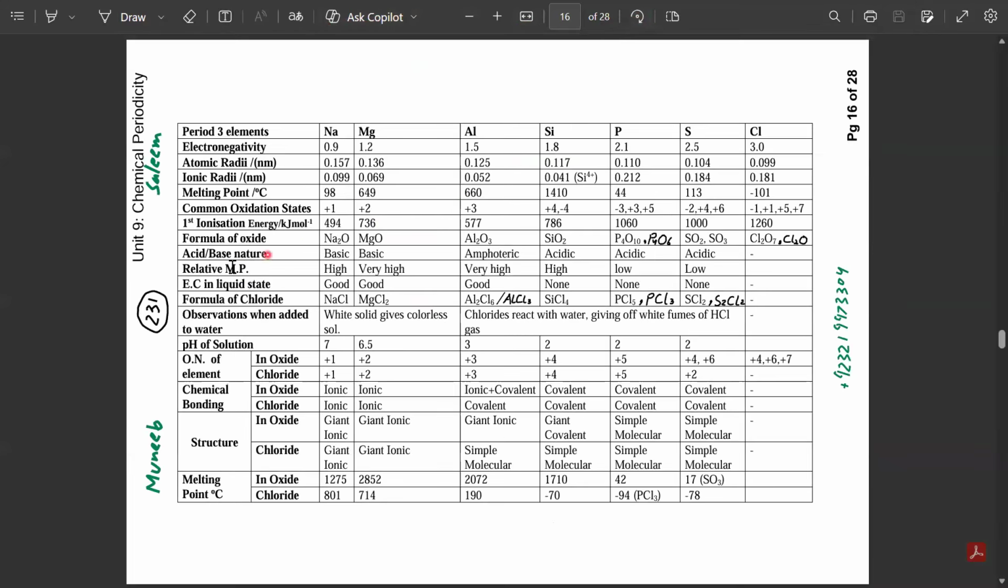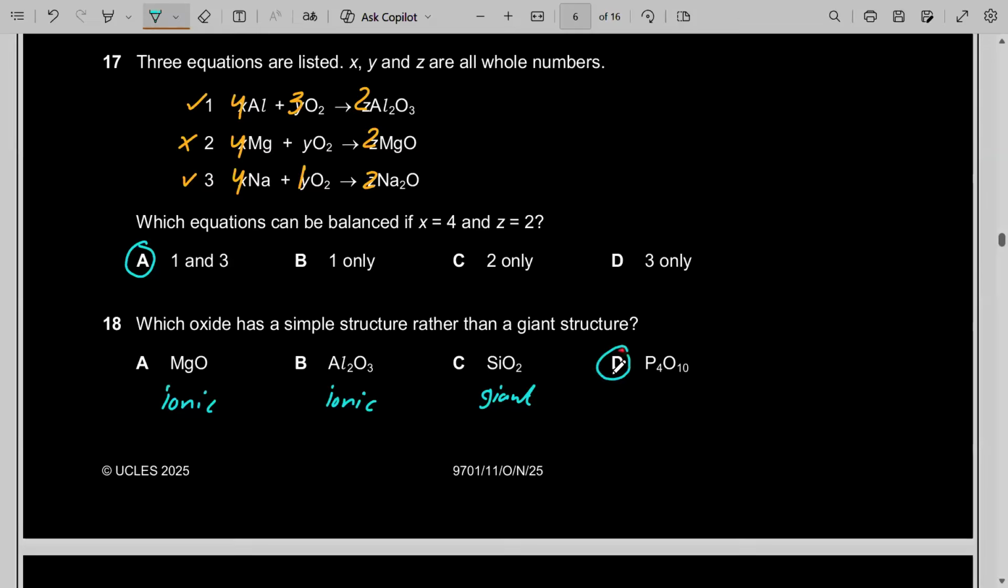And in this page, you can have all the information of this chapter, and we can see the oxides with the type of the structure. So giant ionic for the sodium oxide, for the magnesium oxide, giant ionic, aluminum oxide, giant ionic, silicon oxide is giant covalent. And the phosphorus, P4O10 or P4O6, whatever it is, it is simple molecular. So this is the only compound in the given options that has a simple molecular structure. So that's why D is the correct option.